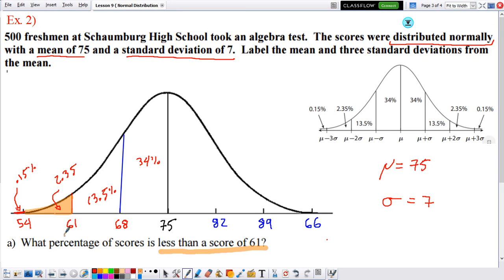All right, so if we want the percentage of scores which are less than 61, that will be this area plus this little area on the left as well. So let's just add them up. So now we're going to get 2.35% plus 0.15%. So if we do this correctly, that's 2.50%. Excellent.